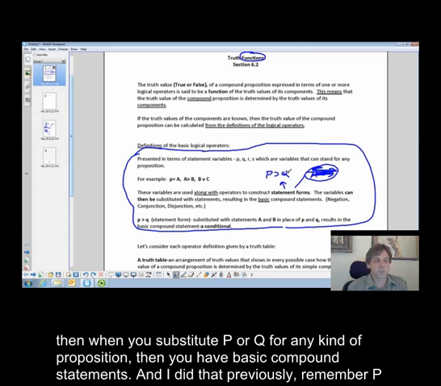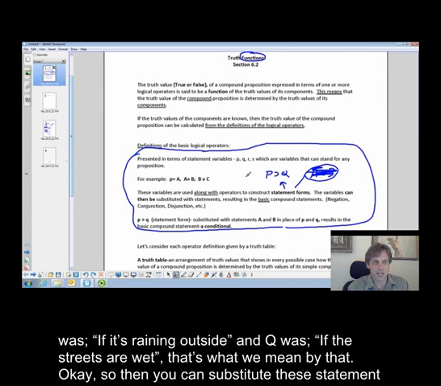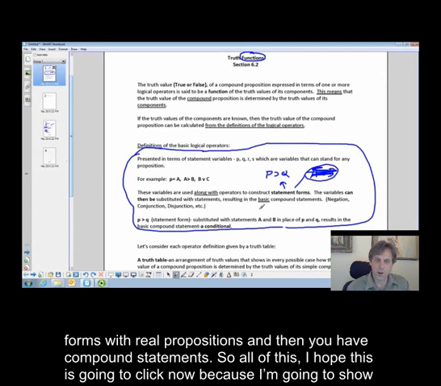And then when you substitute P or Q for any kind of proposition, then you have basic compound statements. And I did that previously. Remember, P was it's raining outside, and Q was the streets are wet. That's what we mean by that. Okay, so then you can substitute these statement forms with real propositions, and then you have compound statements.